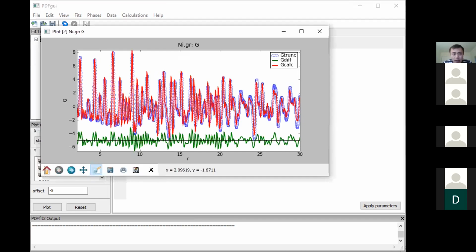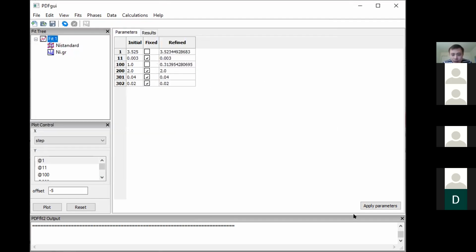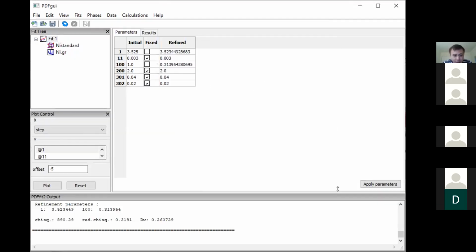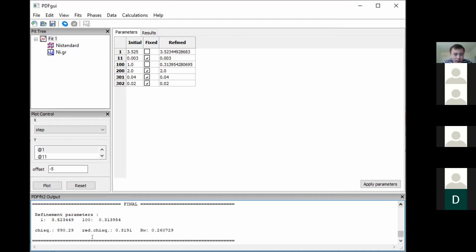Okay, it can finish very quickly. So in fact, there's some information here saying that we got an RW of 0.26, which is not very bad. And this is the refined parameter, a little bit of deviation. We can also see the refined parameter here, how much it deviates from our starting point, right? So the scale has to be decreased quite a bit.